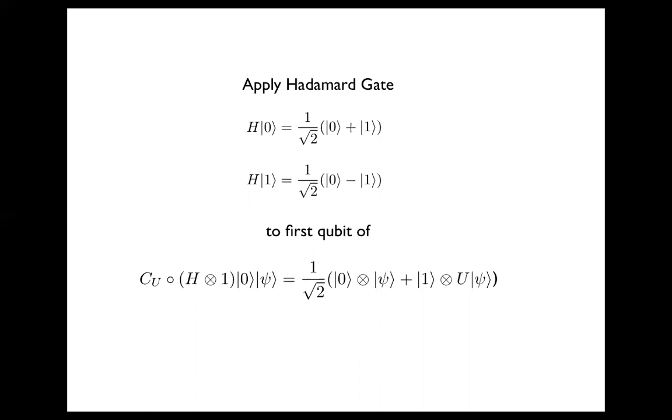So you see here in the equational version, the controlled U applied to H tensor 1 is when the little extra tensor line gives a 0, it doesn't do anything, leaves psi alone. And when the 1 is there, it does U.